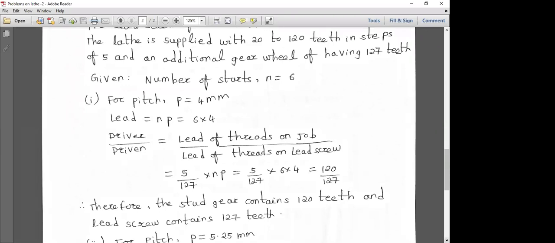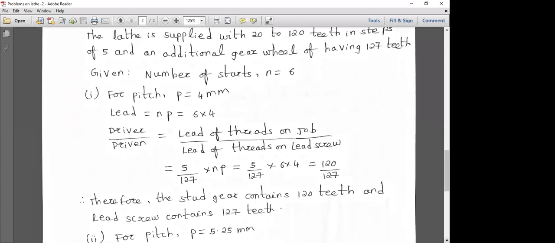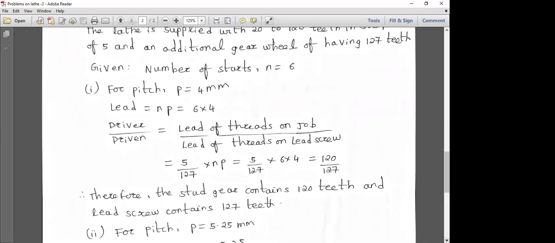In this problem, the first case may be for a simple gear train, and for the second problem we'll see whether it is for a simple gear train or a compound gear train, because you'll be learning that in theory of machines, that is in DOM now.